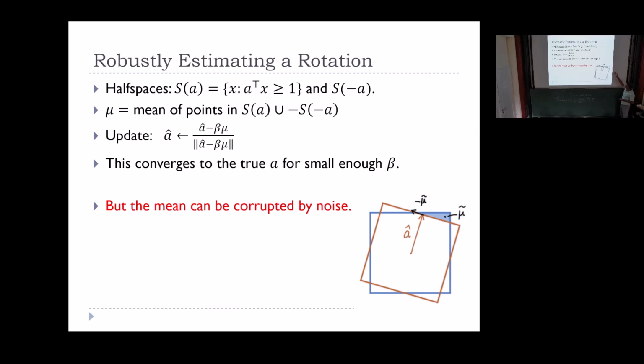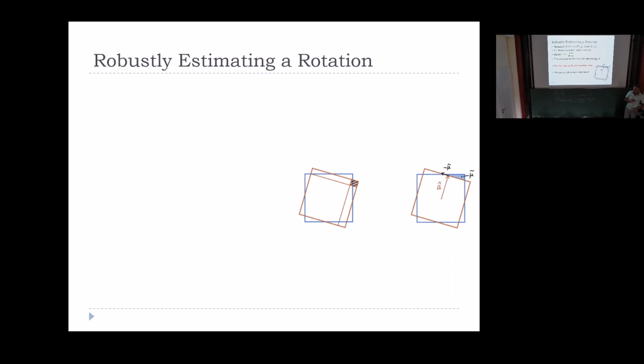But the mean itself can be corrupted by noise, of course. The mean of this is a tiny fraction of points potentially. The adversary can do whatever they want with those points and mess you up completely. So here we will use robust mean estimation, and L2 error is just fine.